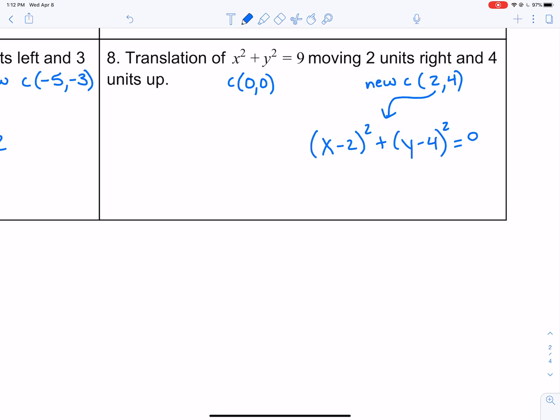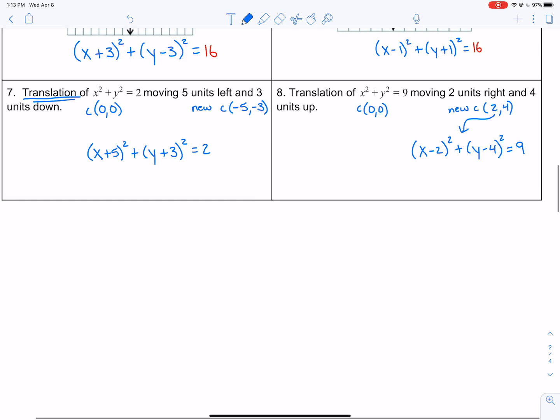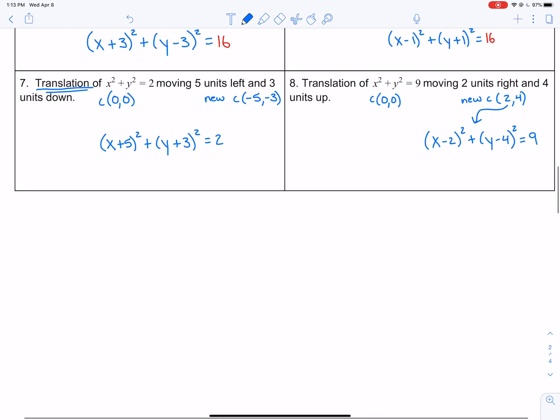And then the radius has not changed because all that happened was this circle shifted from the origin right 2 units and up 4 units. So the radius did not change. In other words, this circle did not have a dilation, at least not from what they've mentioned here. All right, so that's it for our examples of circles. Thank you for listening.